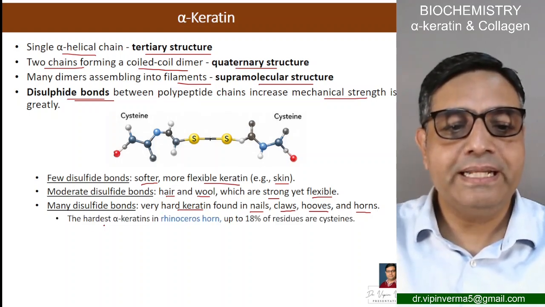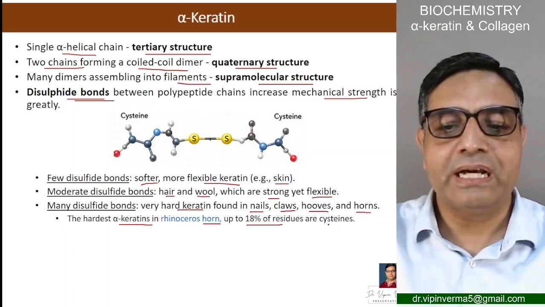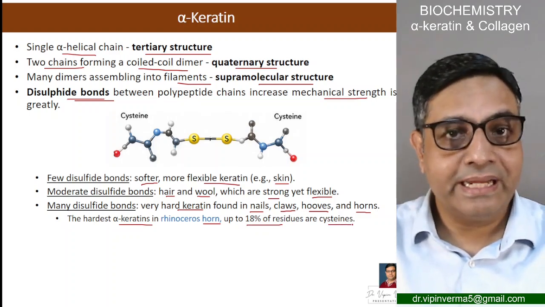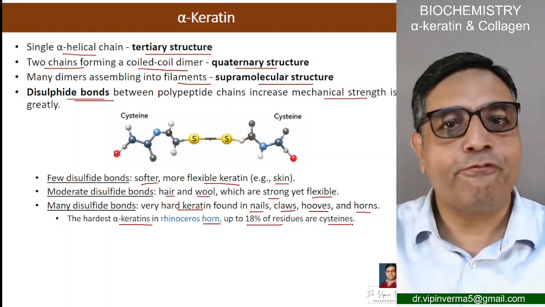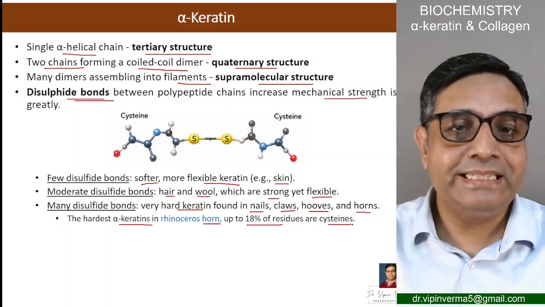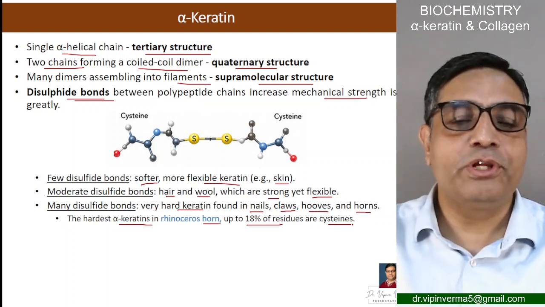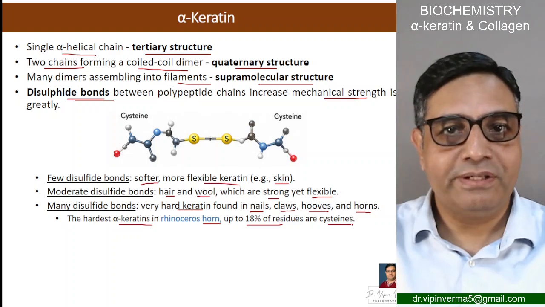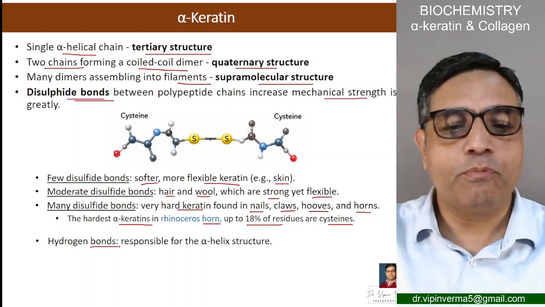Now if you see the hardest alpha keratins, they have been found in the rhinoceros horn, and there up to 18% of residues are cysteines. Now this again gives you one important insight, because disulfide bonds are formed due to the amino acid cysteine. So if more cysteine is there in alpha keratin, that makes it harder. But if fewer cysteine molecules are there, then it makes it softer. Okay, remember this point.